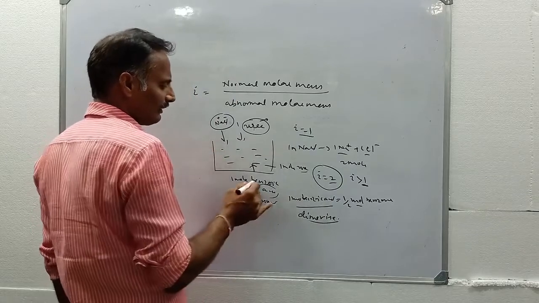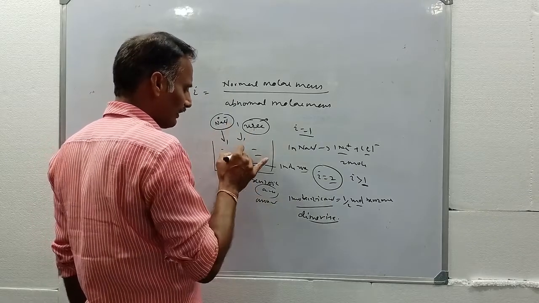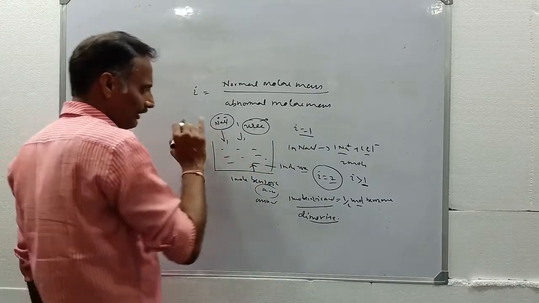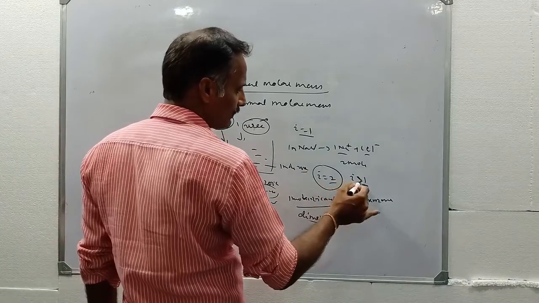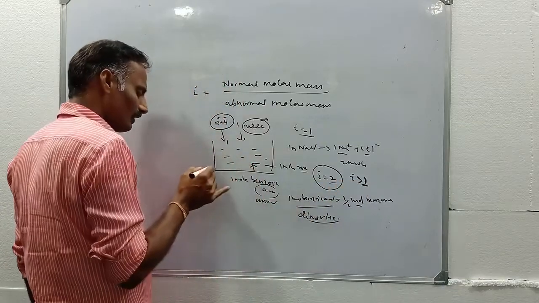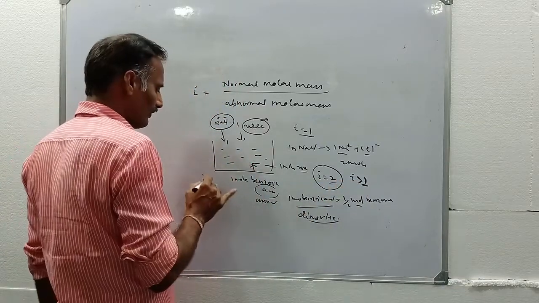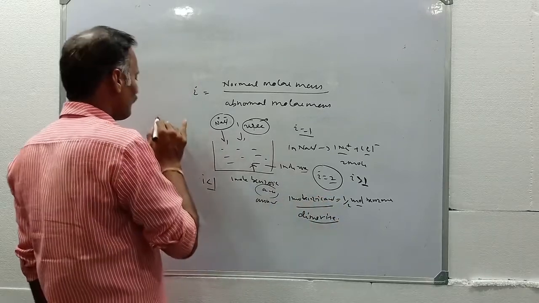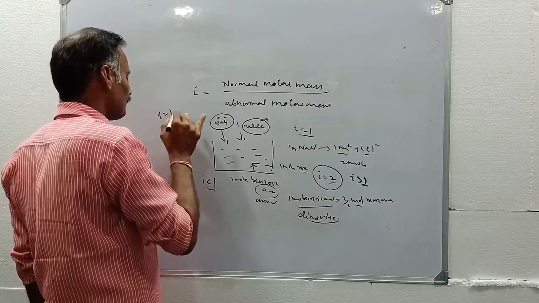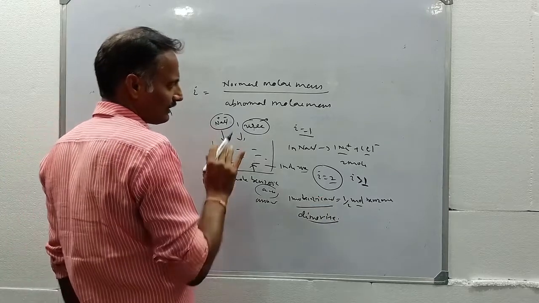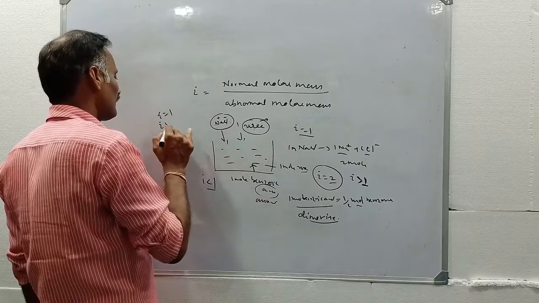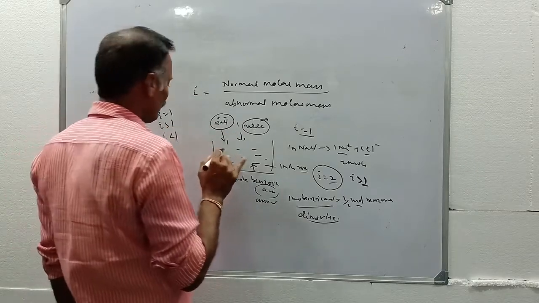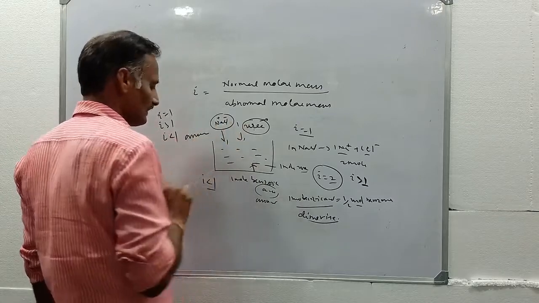Okay, that's why here when a solute is added into water, it may undergo association or dissociation. If it undergoes dissociation, the i value is more than 1. If there is association, then the i value is less than 1. If the i value equals 1, that indicates the solute neither undergoes association nor dissociation. If i is greater than 1, the solute undergoes dissociation. If i is less than 1, then the solute undergoes association.